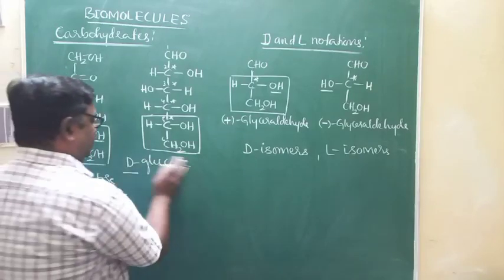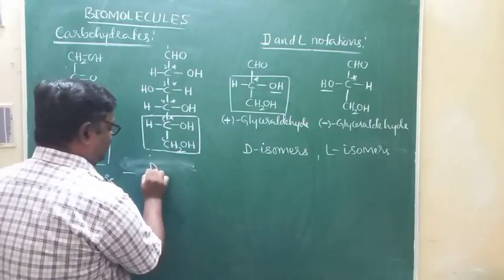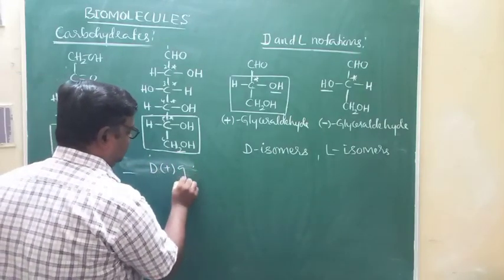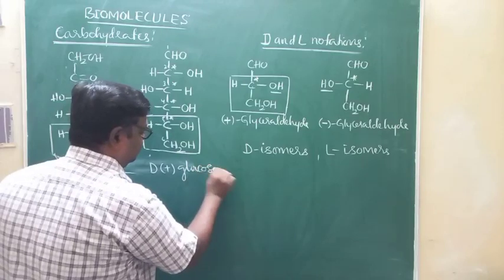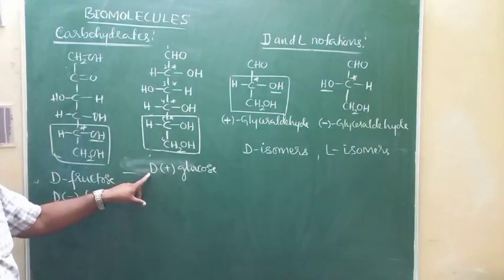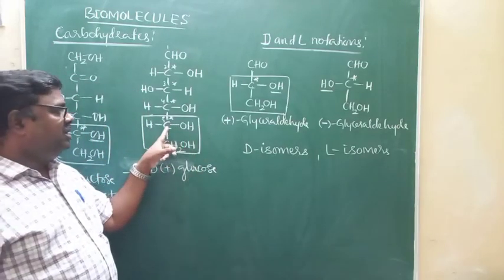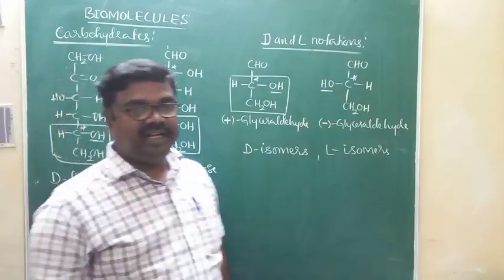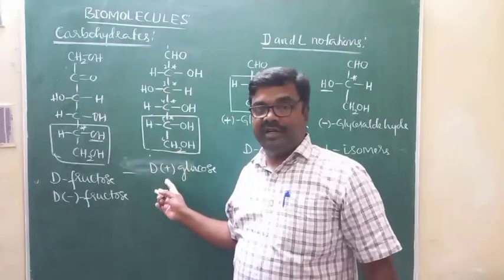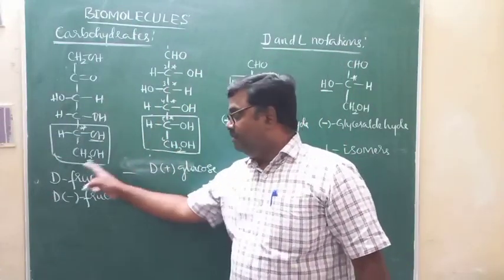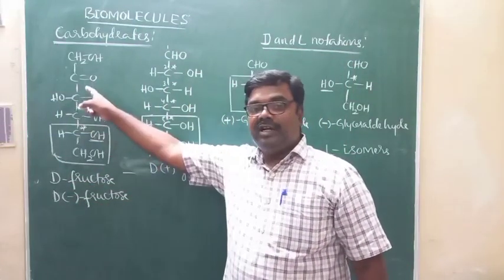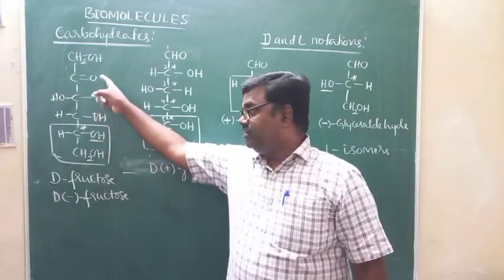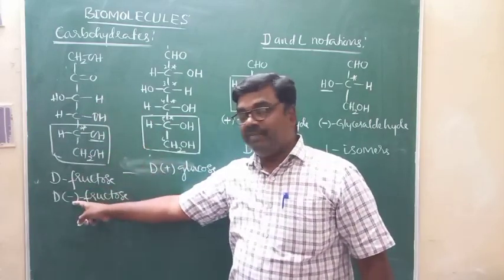Look here, as far as glucose is concerned, glucose is D plus glucose. D stands for the OH group at the lowest asymmetric carbon atom on the right side, and plus indicates dextrorotatory. Glucose is dextrorotatory, that's why we write plus here. Minus indicates the levorotatory nature of fructose. Fructose is levorotatory, therefore we use the minus sign here.